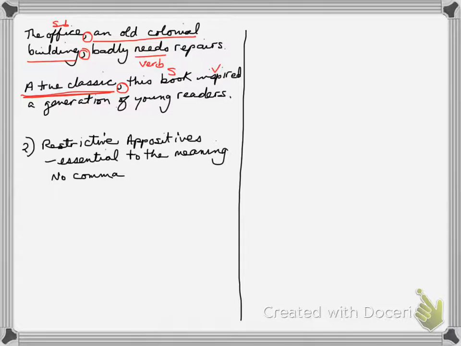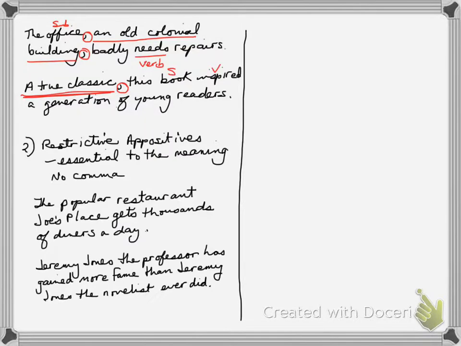For instance, the popular restaurant Joe's Place gets thousands of diners a day. Let me go ahead and write that down, and then we'll discuss why that is restrictive. Okay, I've given you two examples here. The first one says the popular restaurant Joe's Place gets thousands of diners a day. Now the subject is restaurant. The verb is gets. The restaurant gets. But it's a certain restaurant we're talking about.